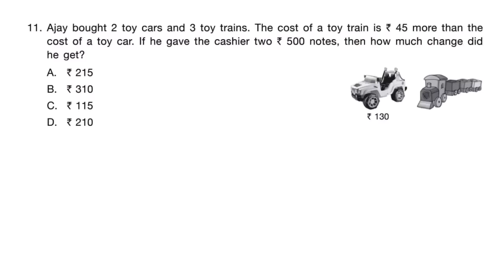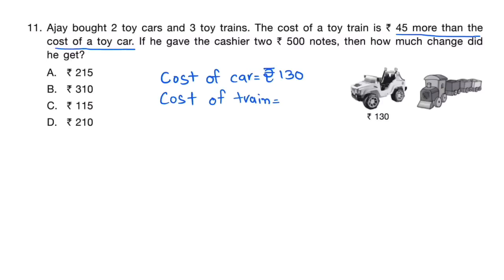Question 11. Ajay bought 2 toy cars and 3 toy trains. The cost of a toy train is rupees 45 more than the cost of a toy car. If he gave the cashier 2 rupees 500 notes, then how much change did he get? So, cost of car is rupees 130. Cost of train is 45 rupees more than the cost of toy car. So it is 130 plus 45. That is equal to rupees 175.